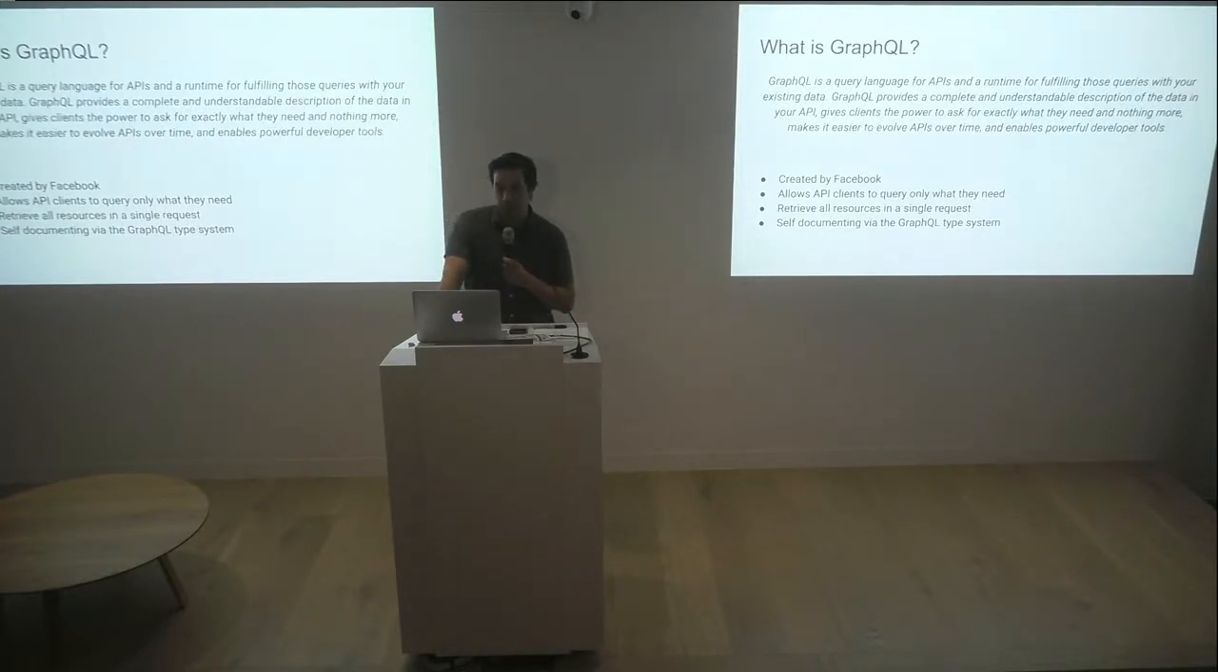So from that, there's three really powerful statements. It allows API clients to query only what they need. It retrieves all the resources in a single request, so there's less bandwidth, which is particularly important when you're developing applications over mobile. And for the developers, it's self-documenting due to the GraphQL type system.